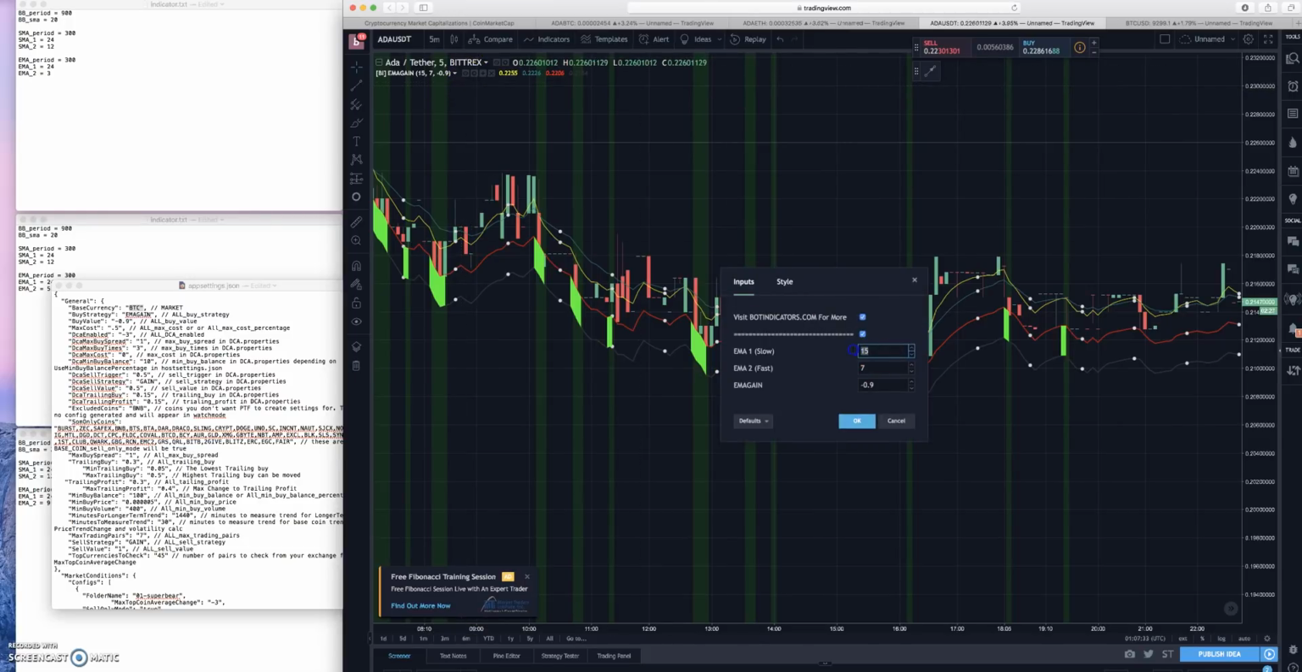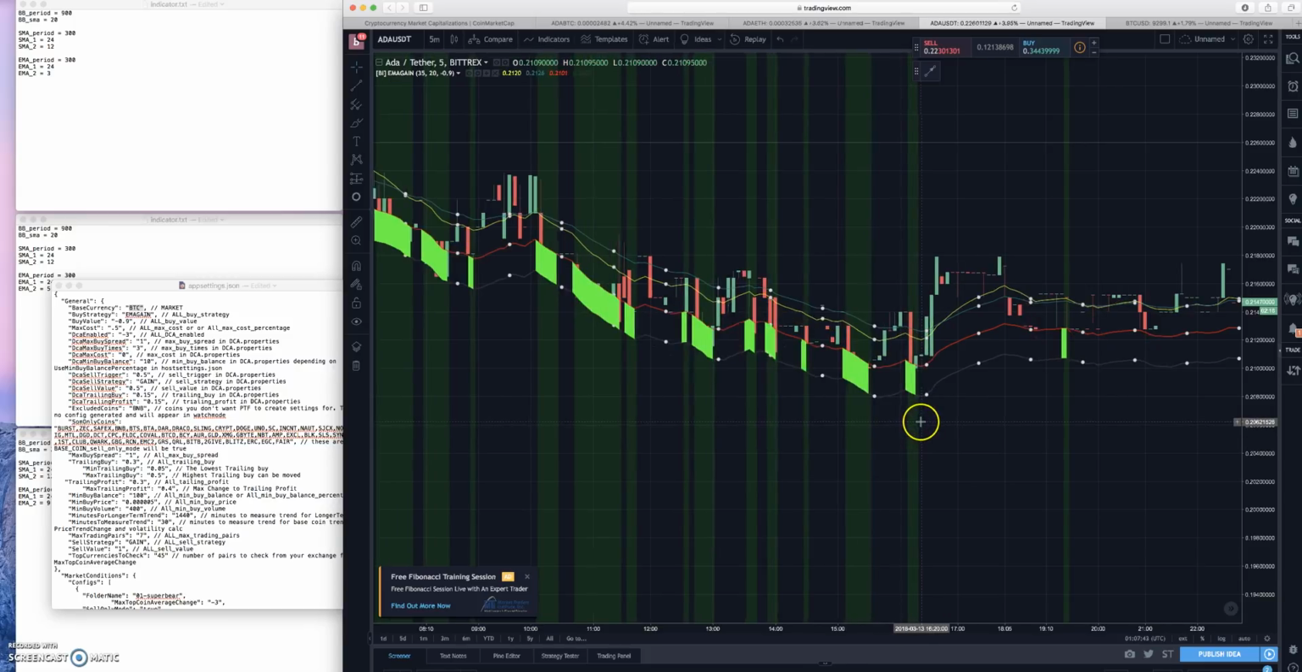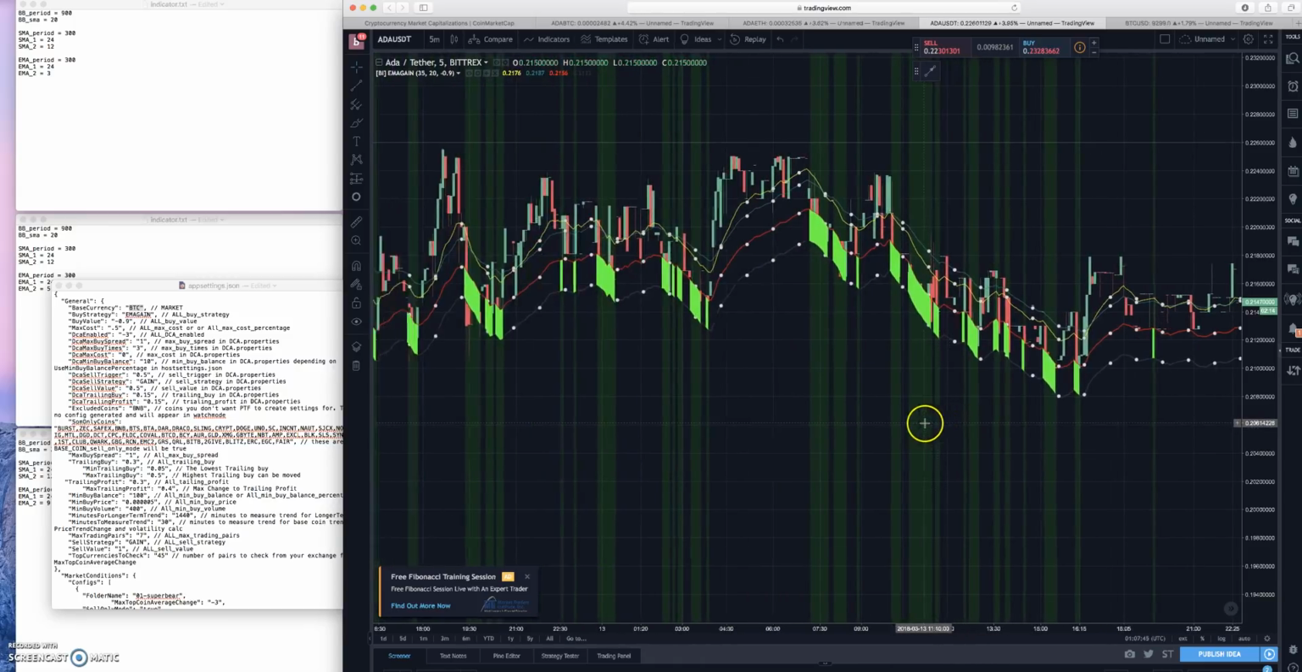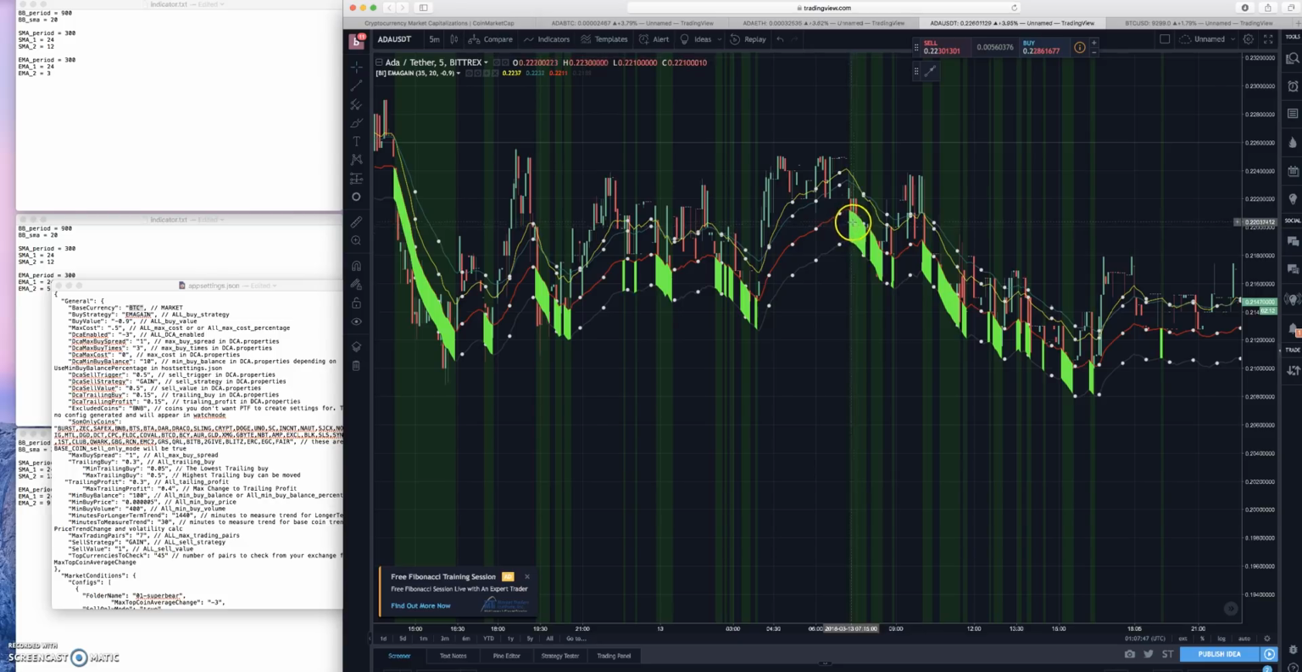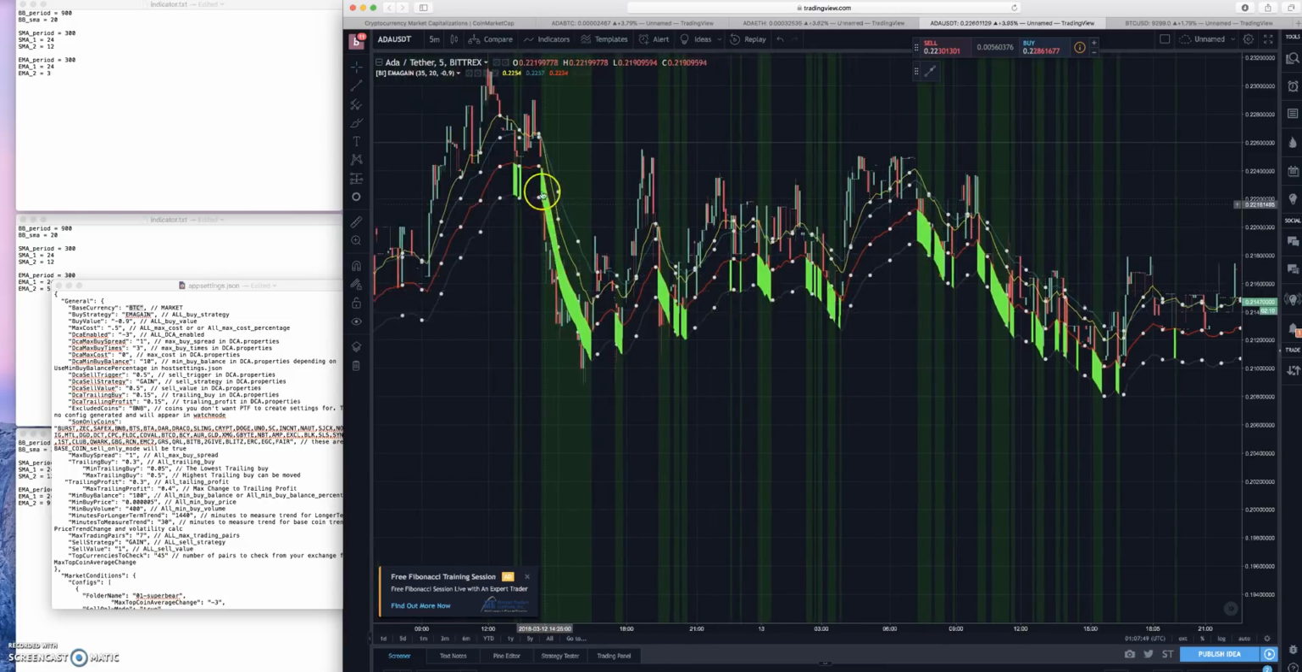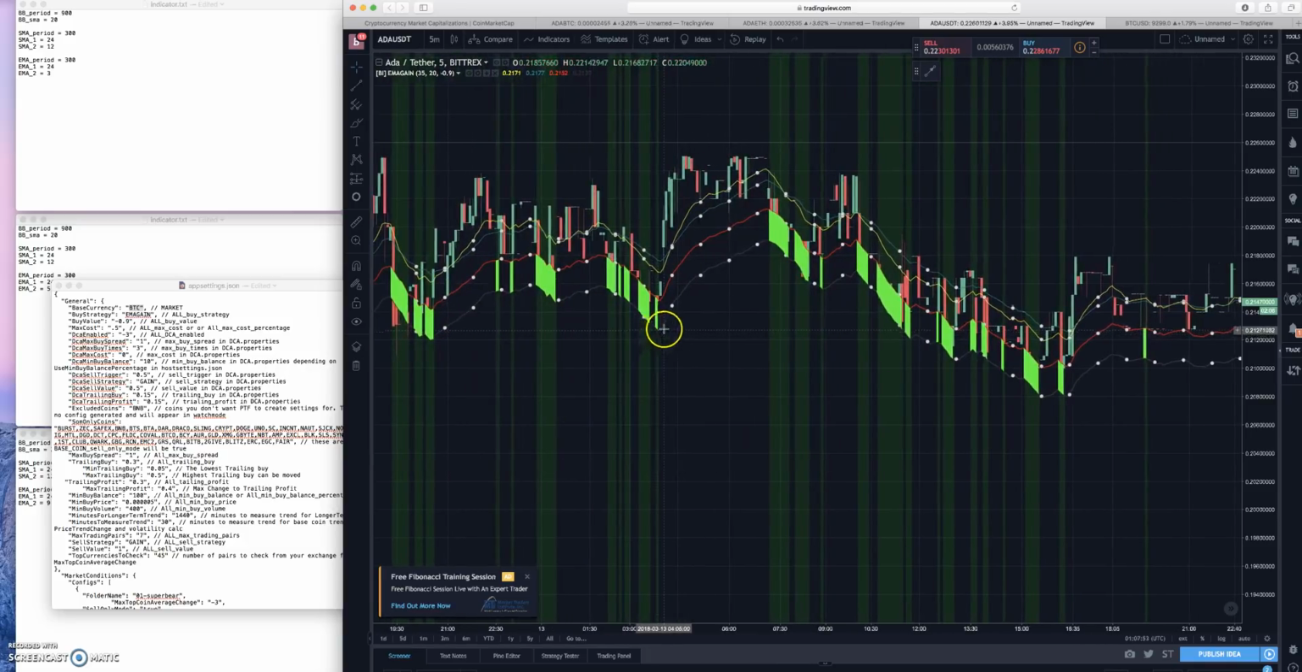Make these bigger. I was messing around before the video with some of these larger EMAs. But as you can see, when you have a larger EMA, it's definitely a bigger buying window. So as you can see, it was looking to buy all the way down here. And that's not something I really want.